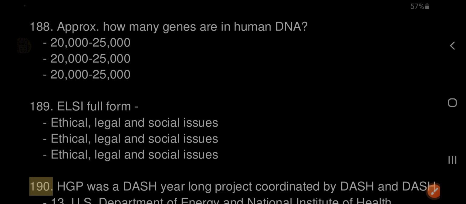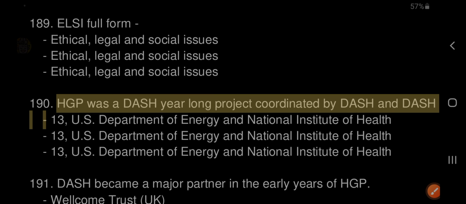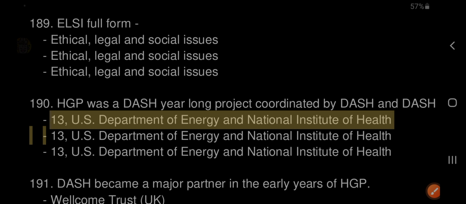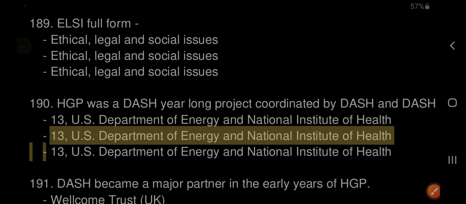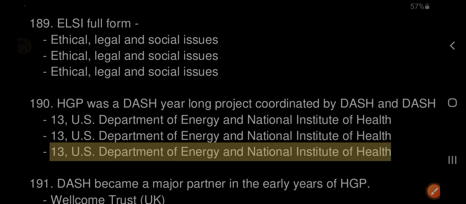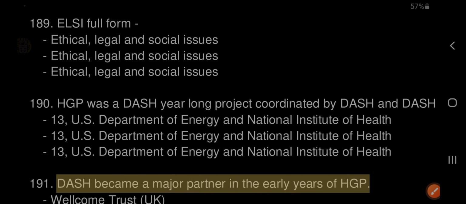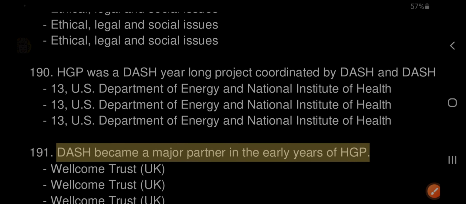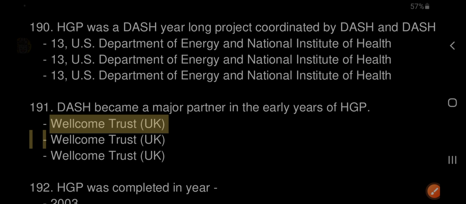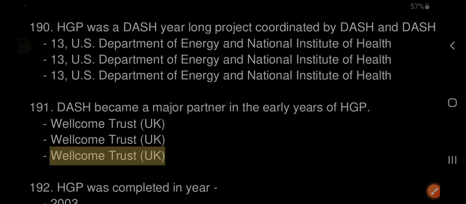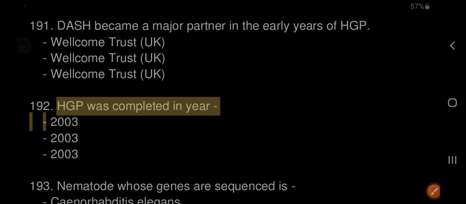190. HGP was a 13-year project coordinated by the U.S. Department of Energy and the National Institutes of Health. 191. Wellcome Trust, UK, became a major partner in the early years of HGP. 192. HGP was completed in the year 2003.